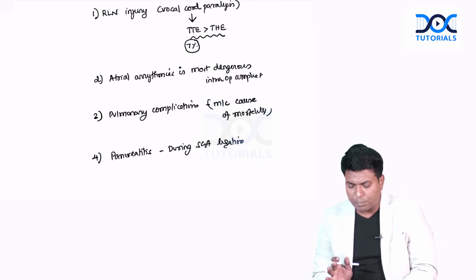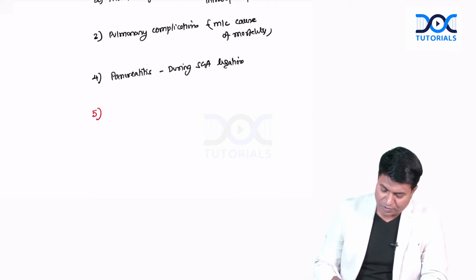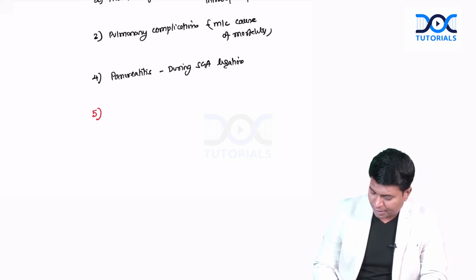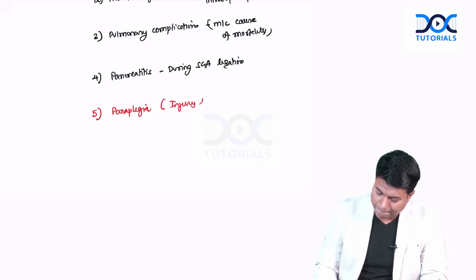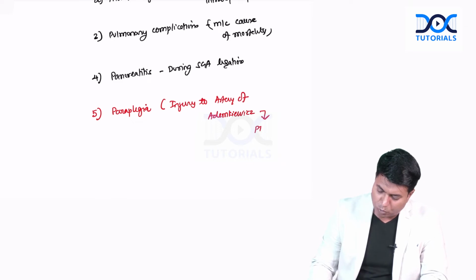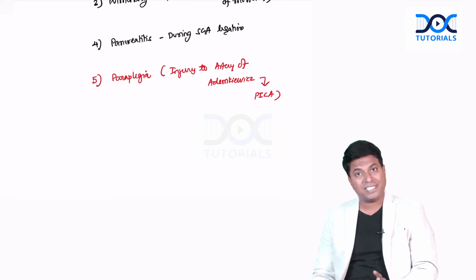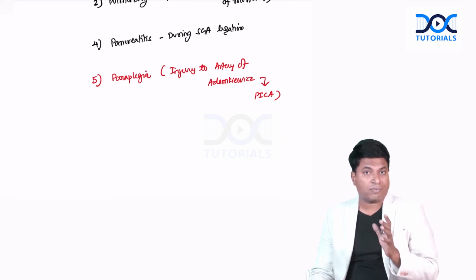These are some of the important complications, and one very rare complication which can happen after esophagectomy, which I already told you, is paraplegia. It is due to injury to the artery of Adamkiewicz, which is a branch of the posterior intercostal artery. Paraplegia can happen due to injury to the artery of Adamkiewicz.